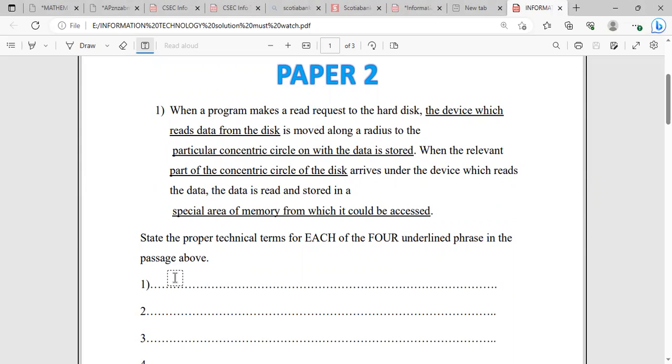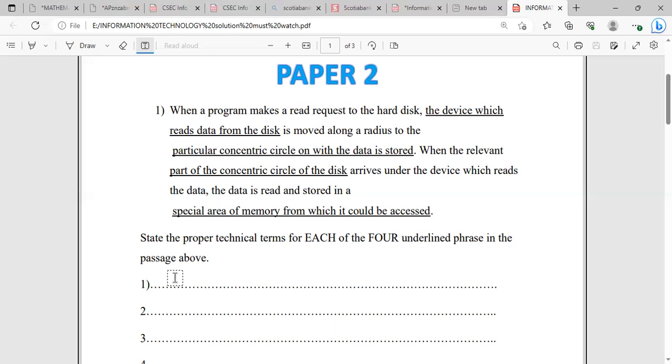When a program makes a read request, the hard disk, comma, the device which reads the data from the disk is moved along the radius to the particular concentric circle on which the data is stored. When the relevant part of the concentric circle of the disk arrives under the device, the data is read and stored in a special area of memory from which it could be accessed.